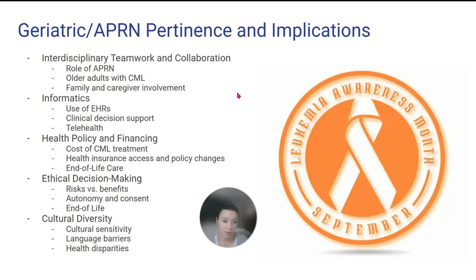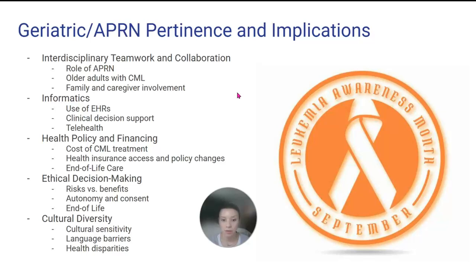Treatment cost is another concern as well. Cancer treatment is expensive, and a lot of our older patients are on fixed incomes. And then also, we're in a pretty hot political climate right now. We don't know what's going to be happening with the coverage for Medicare and Medicaid for a lot of these patients. So this could really limit their access to treatment as well.